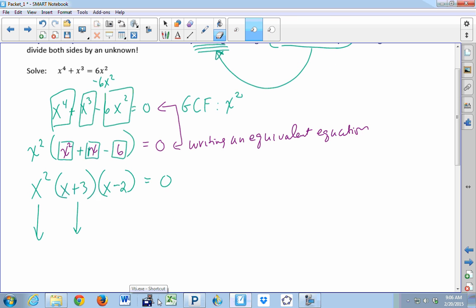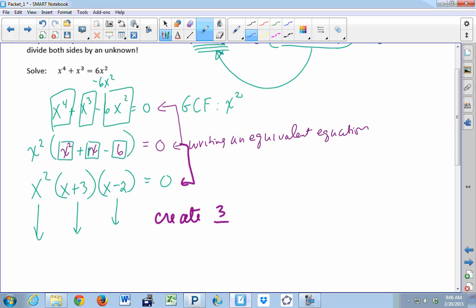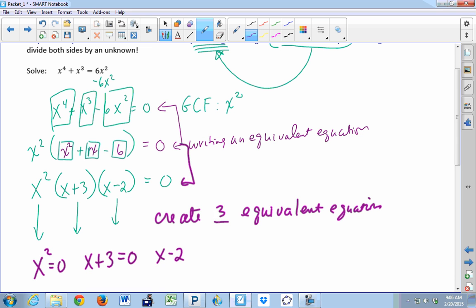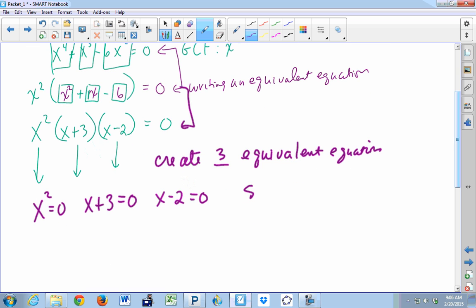So I set each one of these factors. So again, notice I'm going to keep reiterating this. This is an equation. And now I'm going to create 3 equivalent equations from this equation right here. 3 equivalent equations. And they're baby equations. They're the ones that Marco said were simple. X squared equals 0, x plus 3 equals 0, and x minus 2 equals 0. You create those 3 equivalent equations and you solve all 3.